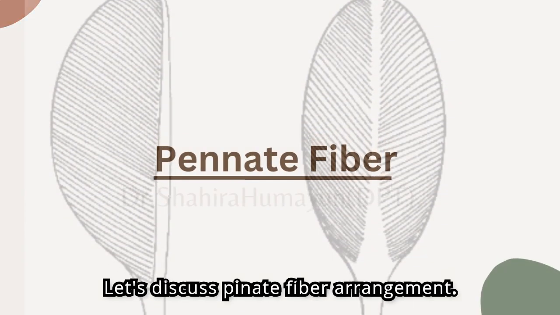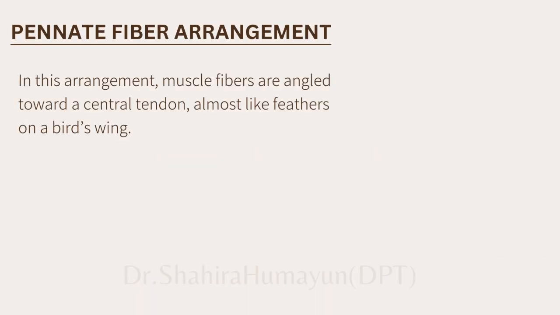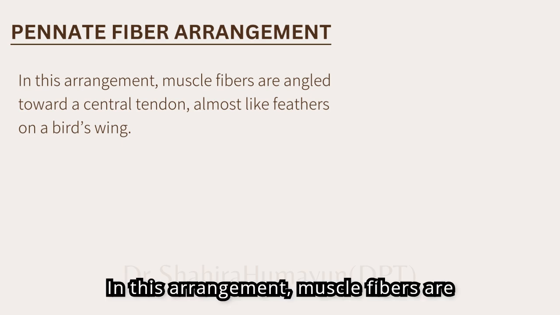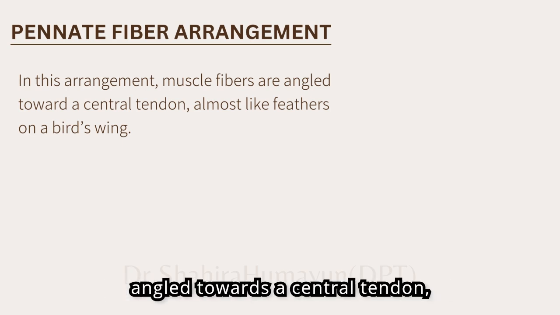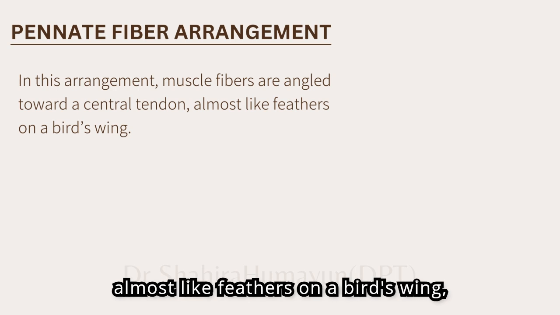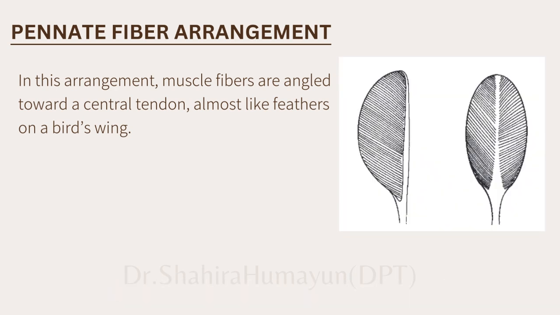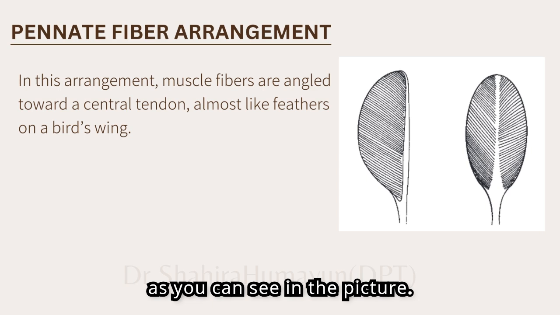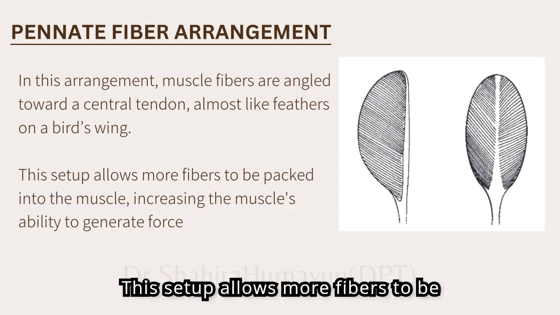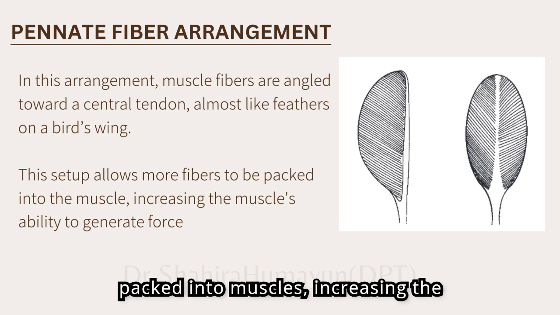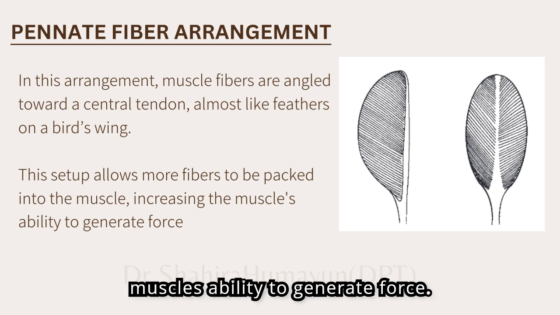Let's discuss pennate fiber arrangement. In this arrangement, muscle fibers are angled towards a central tendon, almost like feathers on a bird's wing. As you can see in the picture, this setup allows more fibers to be packed into muscles, increasing the muscle's ability to generate force.